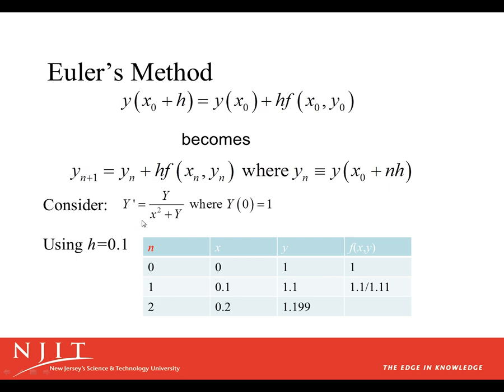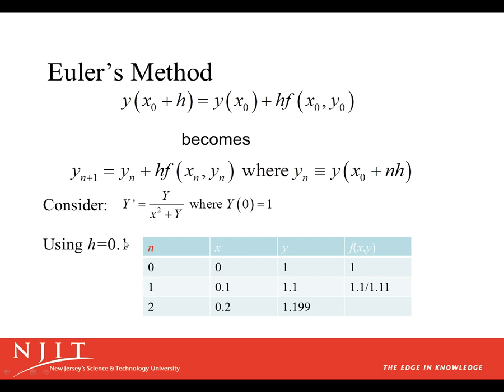So suppose we have the differential equation, y prime equals y over x squared plus y. It's not so easy to solve that differential equation, not so obvious how you do it analytically. And suppose we have the initial condition, y naught equals 1. We would just plug that information in. So at the start, we'd have x naught equals 0, y equals 1. We plug that into here. y prime is 1 over 0 plus 1, so y prime is 1. And suppose we use a step size of h is 0.1.